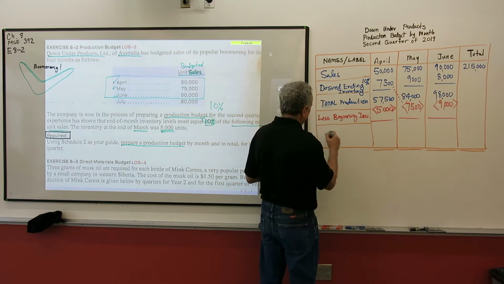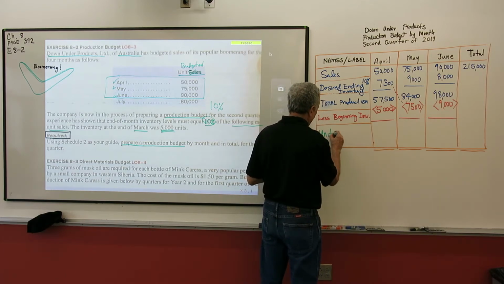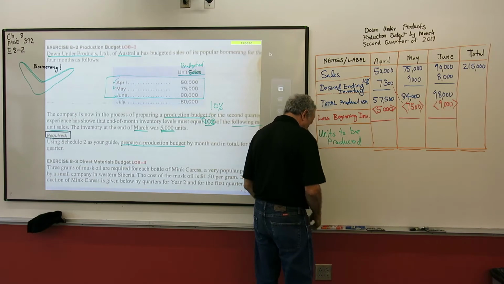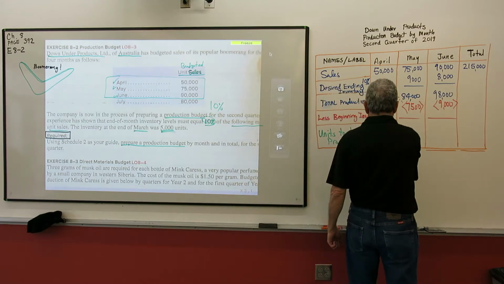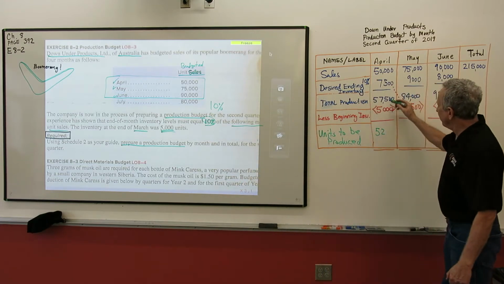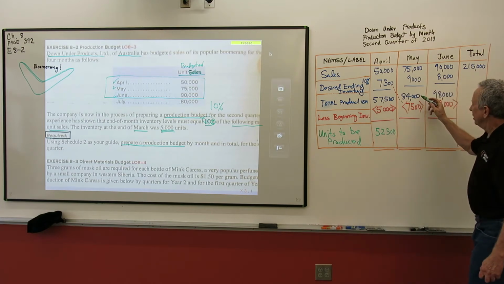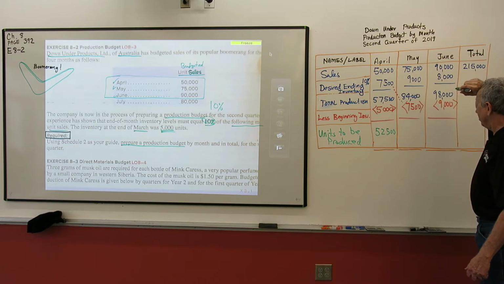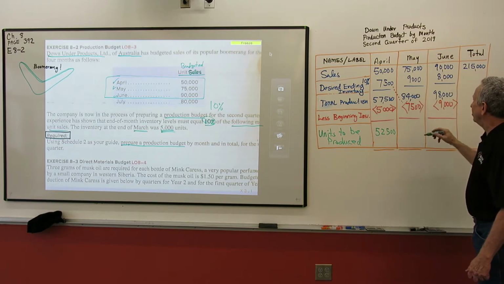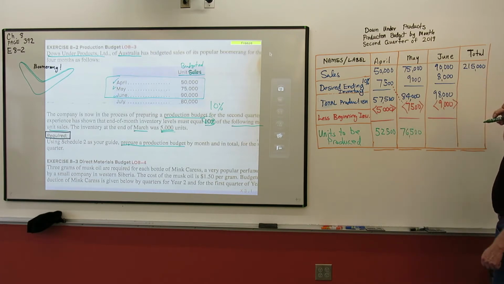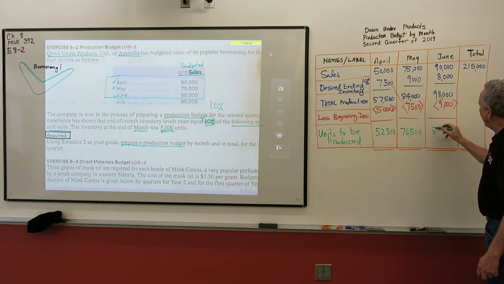Let's put it this way. This is units to be produced. We're really going to make these. And this is going to be what? Take the 5,000 out: 52,500 boomerangs. For May, I think 76,500. And 9 from 98, 89,000, I think.